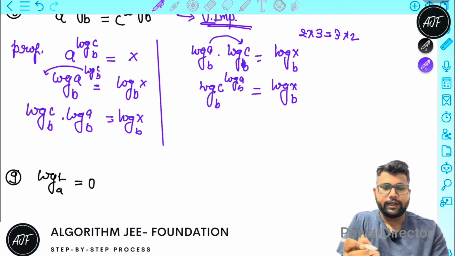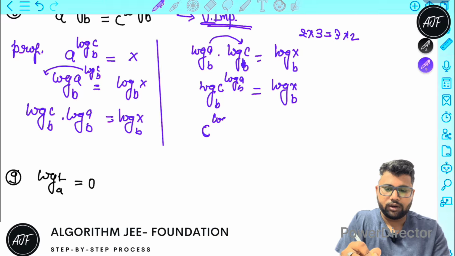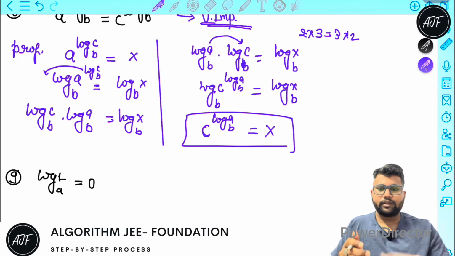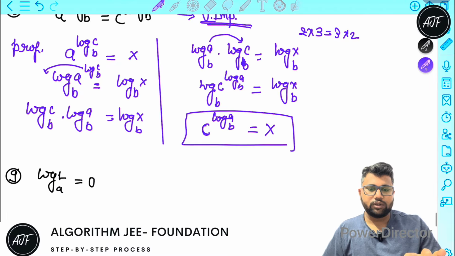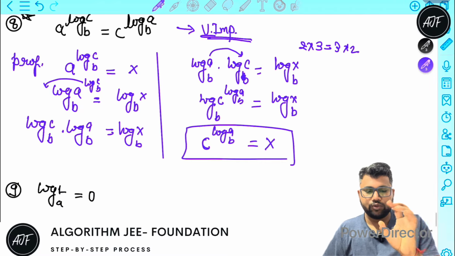After that, both sides have the same base. Now, taking the antilog means the log is removed, so c power log a base b is equal to x, and that proves the interchange is possible. Now see, this property is very useful, and how to use it you may understand.